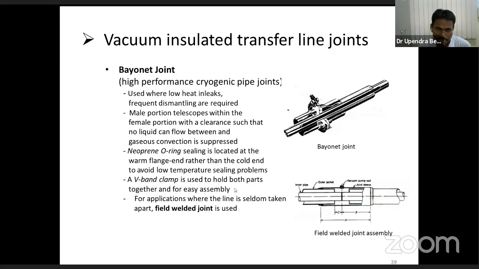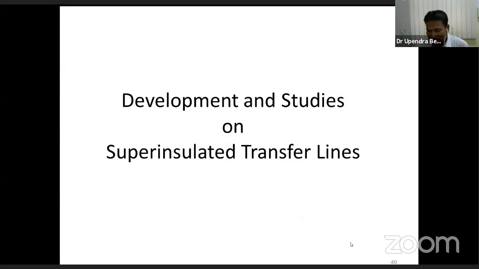And with V-band clamps, this interface is evacuated so that insulation is maintained for the first line here and for the second line here. And when joining, the space between the two pipe joints is also evacuated. So it is like a continuous vacuum for both the lines. This is especially used for lines which are very rarely opened. Okay, so this is the consideration for all these transport lines.